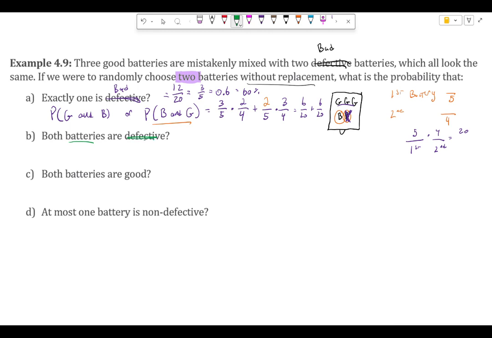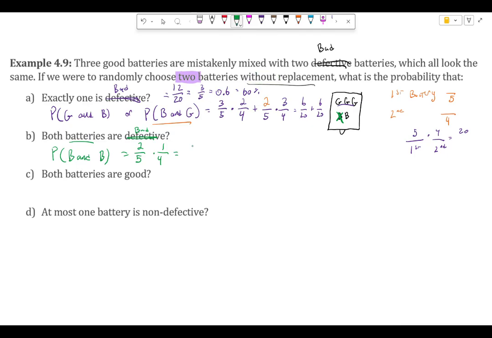The next example here says that both batteries are defective. Again, defective is another way of saying bad. So how would we get both batteries bad? Well, bad on the first and bad on the second. There's no other way of getting two bad batteries. It has to be this. So a little bit easier, using the same visualization that we have from the previous example. There are two bads for the first selection out of a total of 5. And if I remove one of those bads, then I have only one bad for the second selection out of 4 left over. Again, that's what it means to be without replacement.